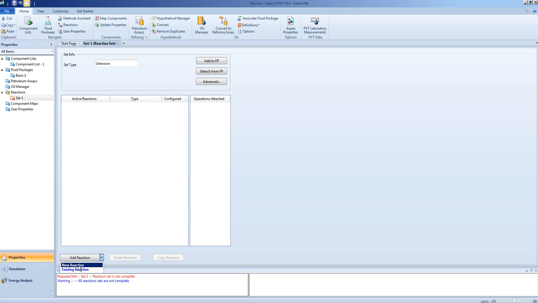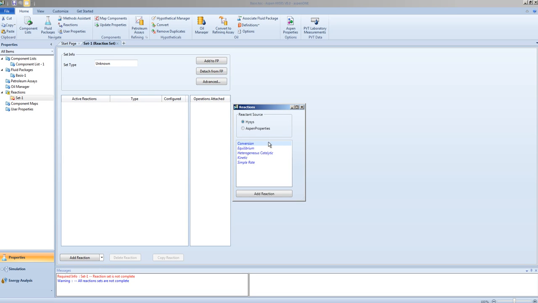We're going to add a new reaction, and let's take a second to discuss the different types of reactions present. You may set up a conversion reaction, an equilibrium reaction, a heterogeneous catalysis, kinetic, or a simple rate reaction. These three reactions are kinetic based. This reaction is equilibrium based, and this reaction is conversion based.